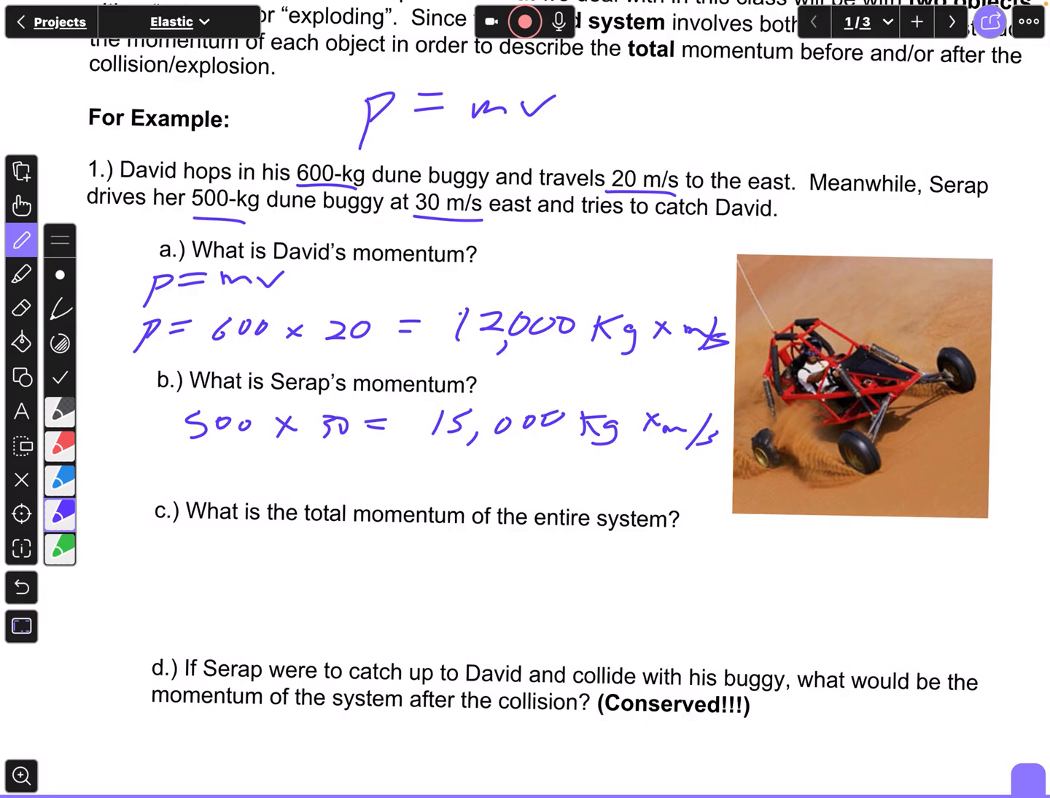It says, what's the total momentum of the entire system? And like I said, they haven't collided or anything. We would add those two together, because your initial momentum of two objects, we would add together. So that would have been 12,000 plus 15,000, which would give us 27,000 kilograms times meters per second.